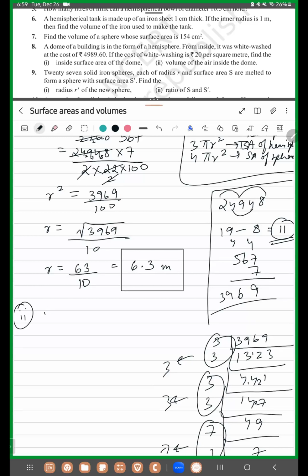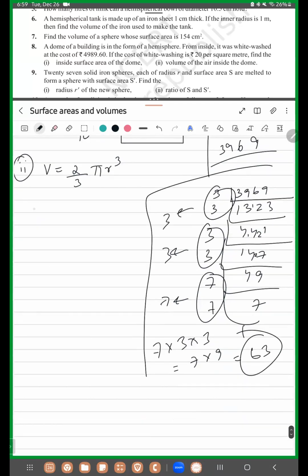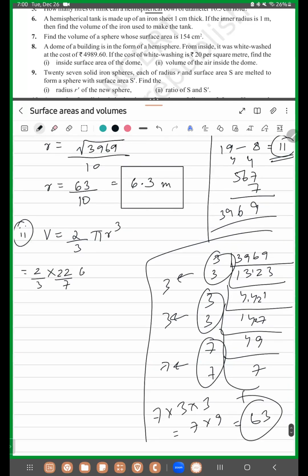Volume of air inside the dome. Volume of a hemisphere is 2 by 3 pi r cube. So we find the volume: 2 by 3 into 22 by 7 into r cube, that is 63 by 10, which is 6.3, into 6.3.